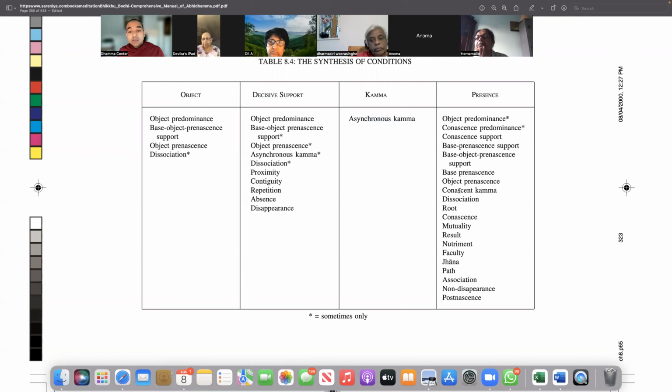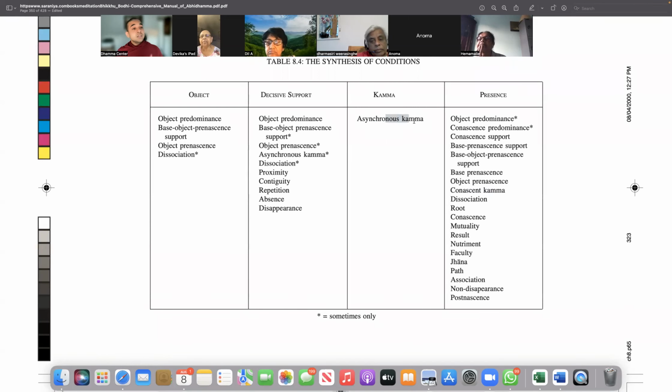Now, sahajata karma, you see, it's here, under presence. Asynchronous karma is not in presence. Why? Because in sahajata karma, the moment that you do the karma and when you experience the karma are the same, and the same attributes that created the karma are present. Do you understand? Does that make atthipachaya clearer there?